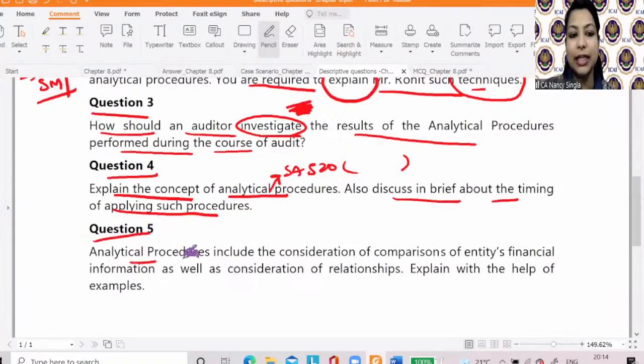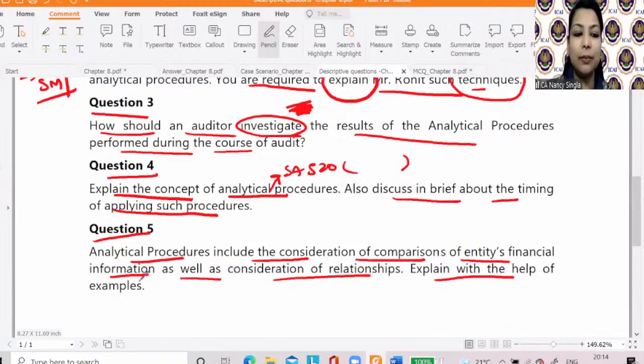Fifth question. Analytical procedures include consideration of comparisons of entities' financial information, as well as consideration of relationship. Help explain with the help of example. Quickly send me. Consideration of comparisons of entities' financial information के लिए answer.